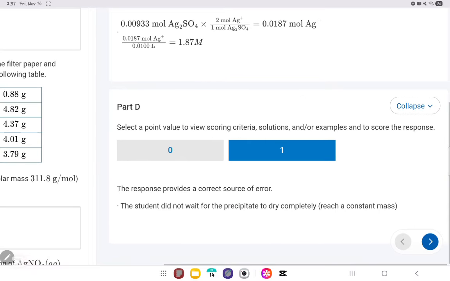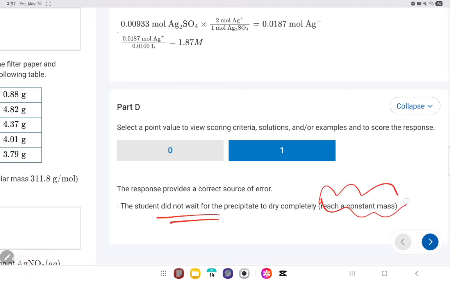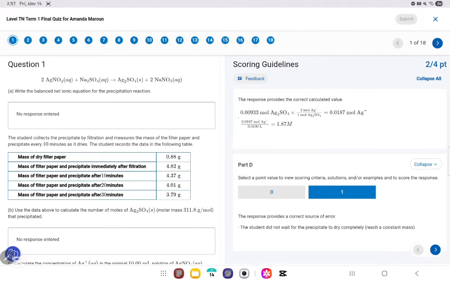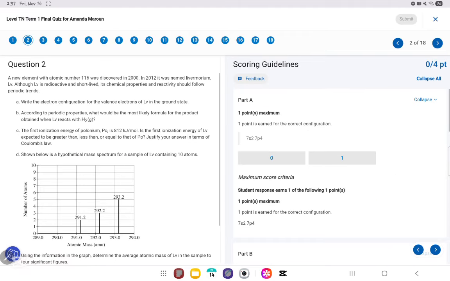So the response provided gives a source of error. What's the source of error? The student did not wait for the precipitate to dry completely, and he did not reach a constant mass. That's it for question number 1. We'll move on to question number 2.